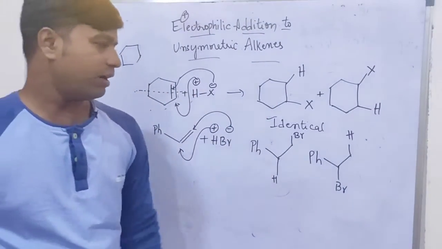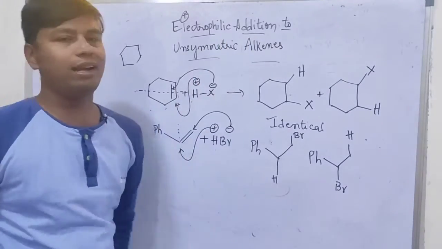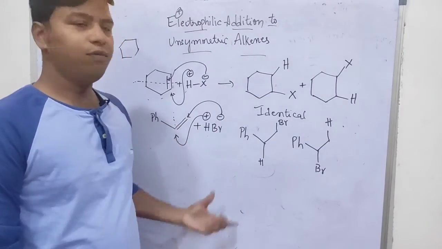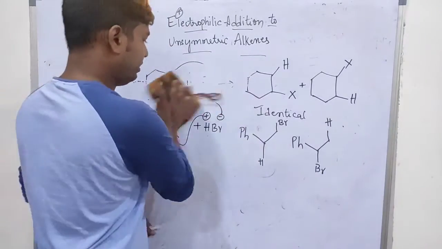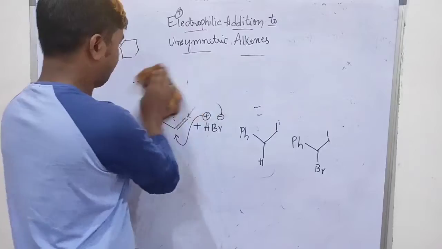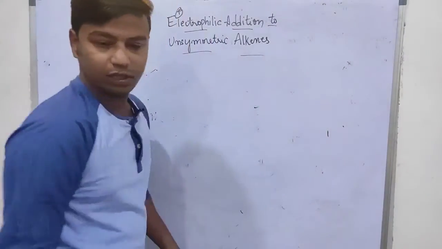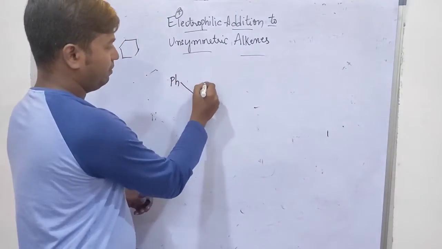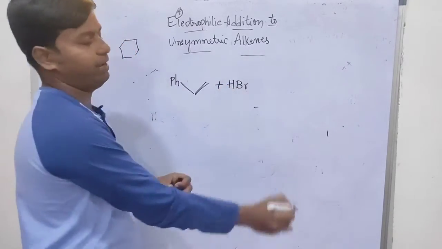So which is the major product? This molecule is not a symmetrical molecule, so it is an unsymmetrical alkene. Let us understand the mechanism and we will judge the major product, right? I am going to erase this. I am writing the compound again, treating it with HBr, you imagine.